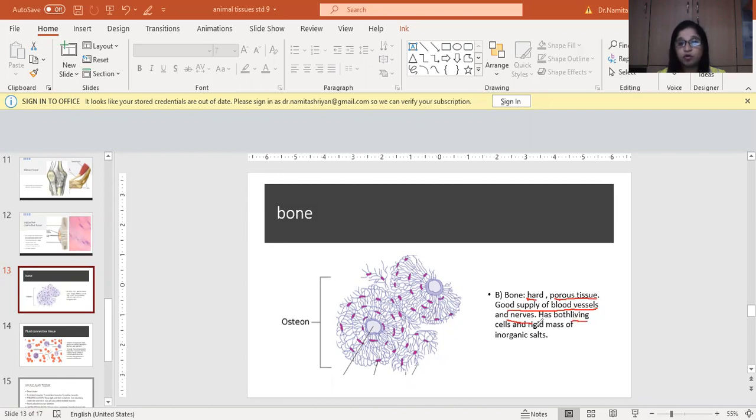It is made up of both living cells and a rigid mass of inorganic salts. So salts are also combined into, or mineralized into, the bone. And the typical structure you can see is in the form of concentric rings, right? You have the Haversian canal. This is a typical osteocyte or a bone cell, right? Okay, now we go on to the next.